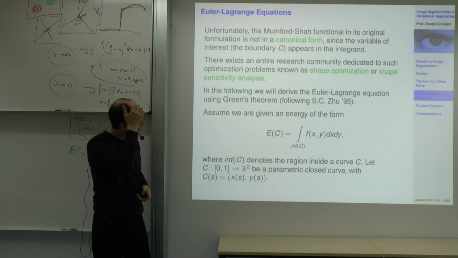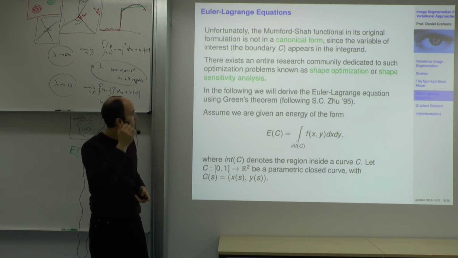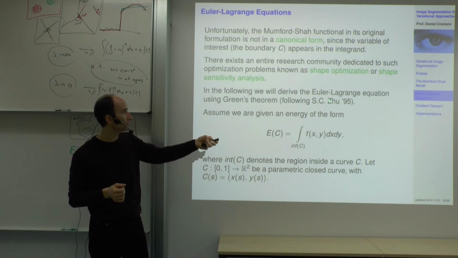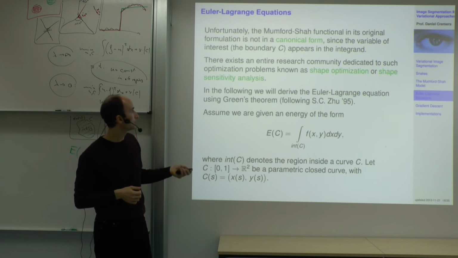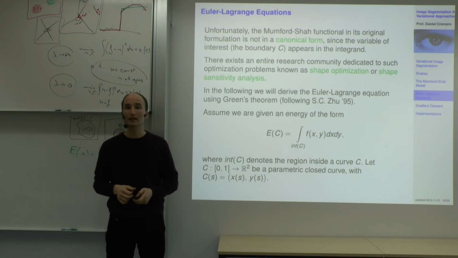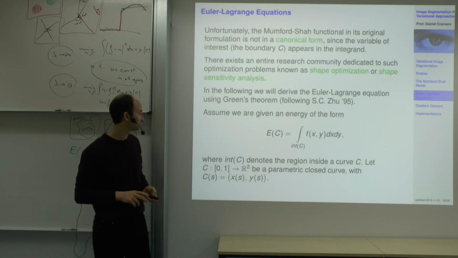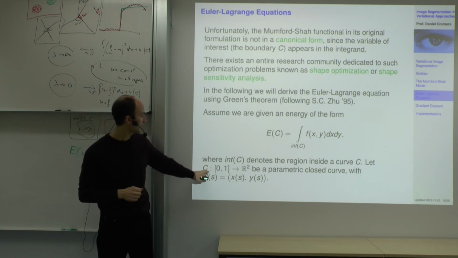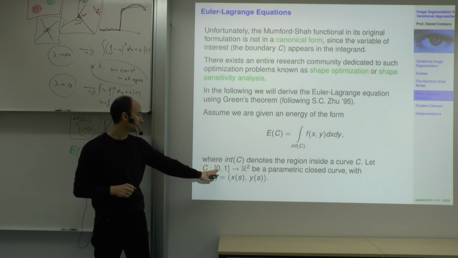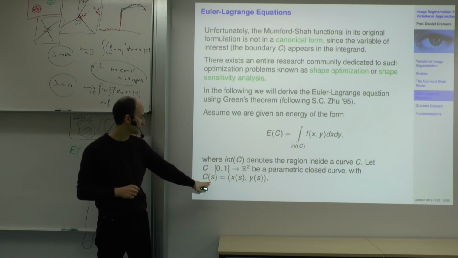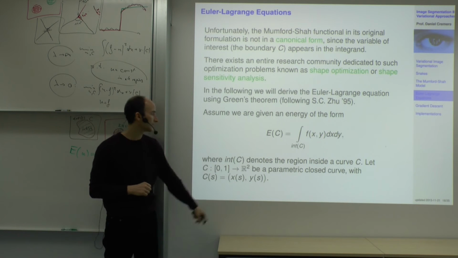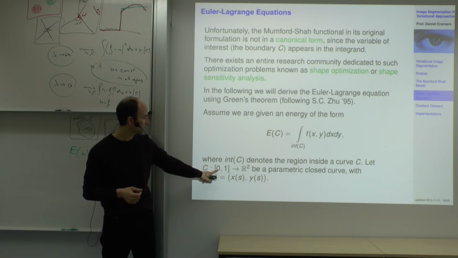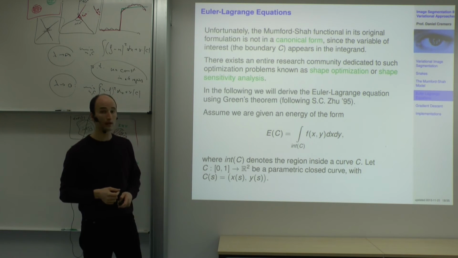There are many ways to do that, and I decided for one particular approach that was promoted by Sungchun Ju, a professor at UCLA, and he was using Green's theorem to derive it. So we assume we have a parametric boundary, a boundary, as I mentioned last time, that maps an interval 0, 1 to the image domain. And typically we assume it's a closed curve, so C of 0 equals C of 1.